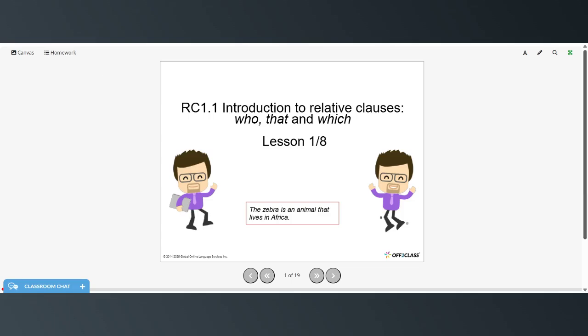This is a B1 level grammar lesson. Today we're going to be introducing relative clauses that use who, that, and which.